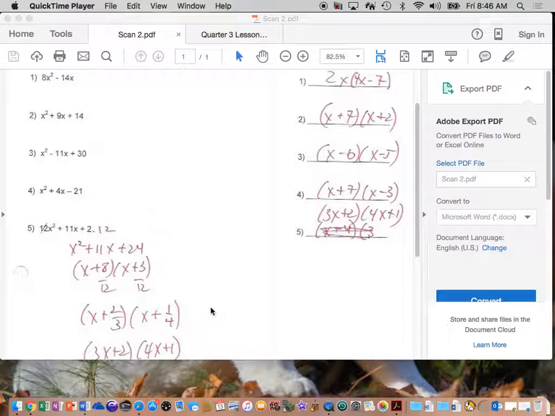Number one, the biggest mistake I saw was that a number of people didn't pull out the greatest common factor. Some people pulled out just the x, some people forgot to pull out the x, some people just picked the wrong combination. So the biggest thing to remember on number one is that the greatest common factor between 8 and 14 is 2, and the greatest common factor between x squared and x is x.